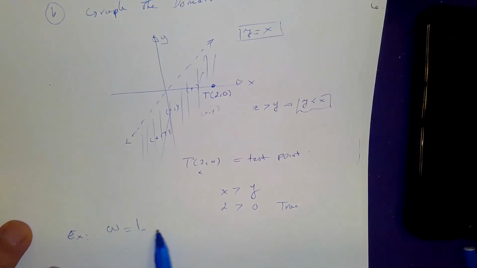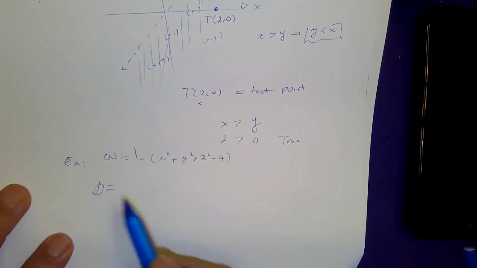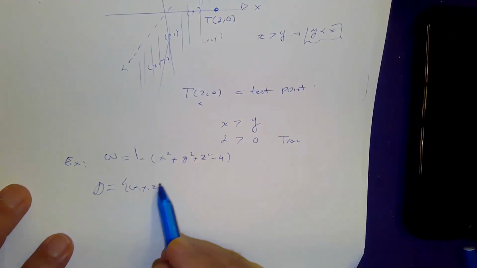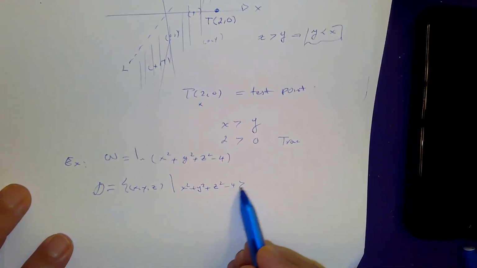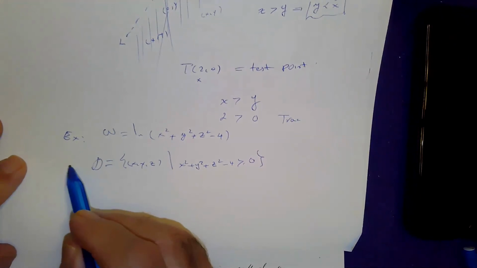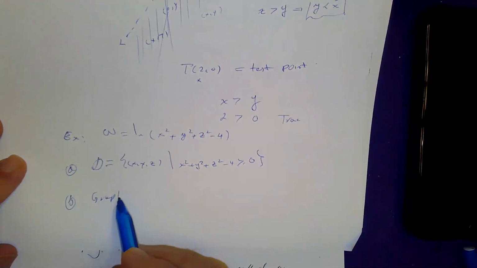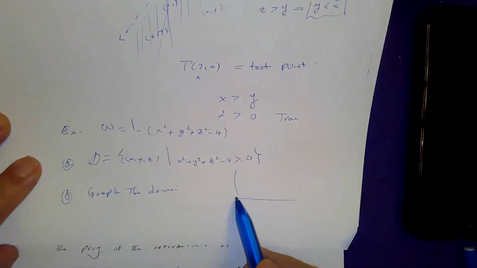So let me just do this one and we should be okay. How about w is equal to the natural log of x squared plus y squared plus z squared minus 4? What would be the domain? The domain here is not ordered pairs, but ordered triples, such that x squared plus y squared plus z squared minus 4 is strictly greater than 0. So now the follow-up question is, can you graph the domain? Now I'm in 3-dimensional space, no? I'm in space.